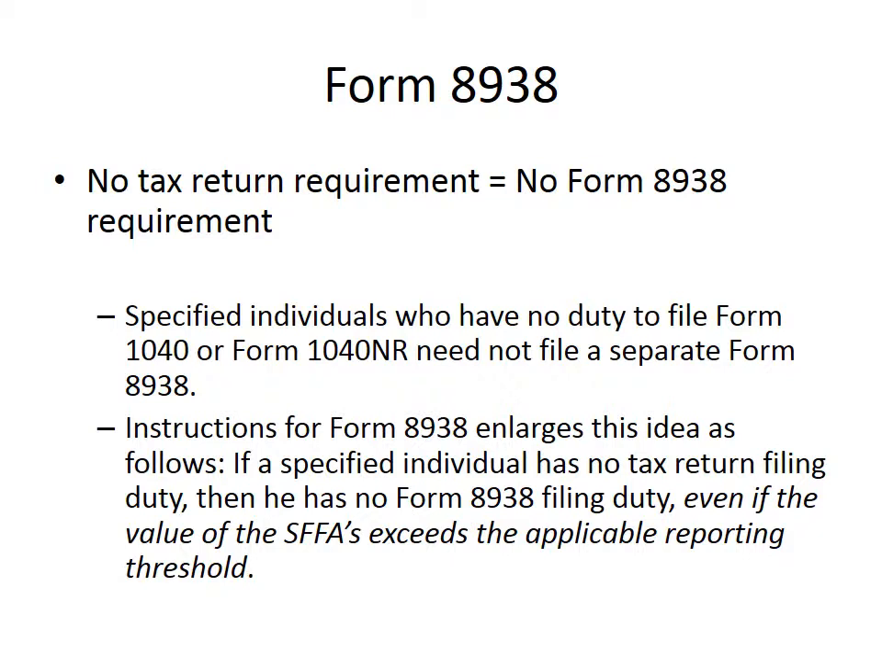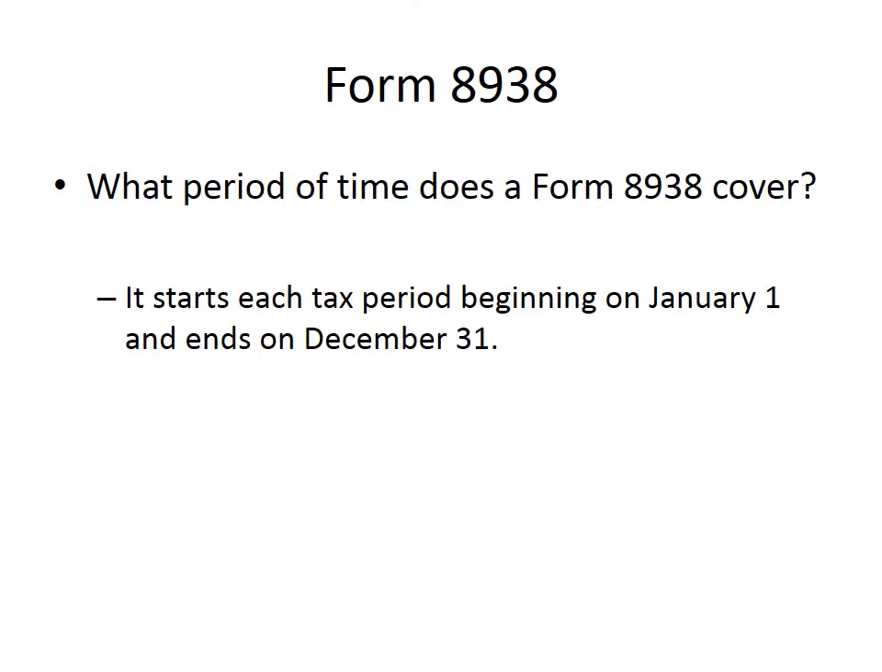Even better, the instructions for Form 8938 enlarge this idea. How so? Well, if a specified individual has no tax return filing duty, then he has no Form 8938 filing duty, even if the value of the specified foreign financial assets exceeds that person's reporting threshold. What period of time does a Form 8938 cover? This is simple enough. It begins each tax period on January 1st and ends on December 31st.